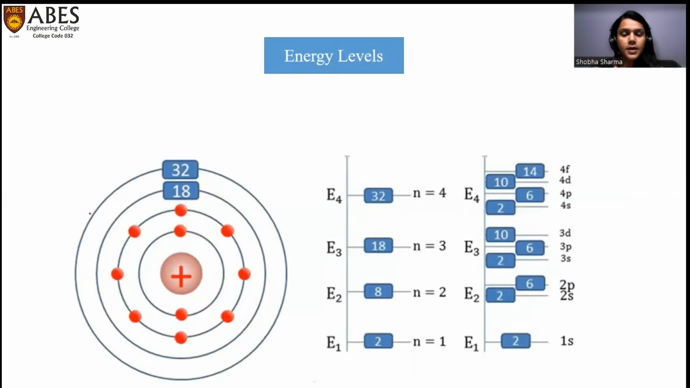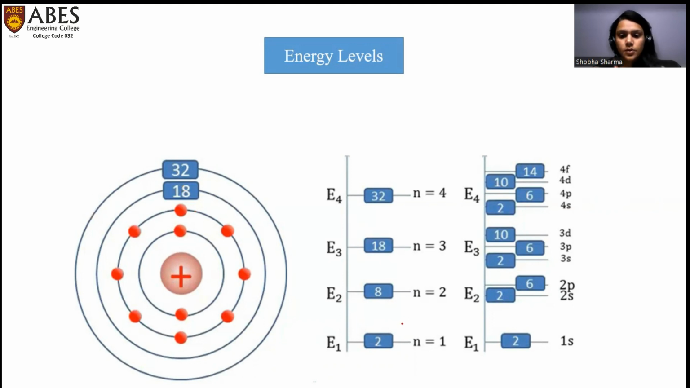So let us begin. Here we can see an atom in which this is the nucleus around which electrons in different orbits are revolving. In the first orbit, there are 2 electrons revolving around this nucleus. In the second orbit, there are 8 electrons. In the third orbit, there are 18 electrons. In the fourth orbit, there are 32 electrons. And this last orbit is also known as the valence shell.